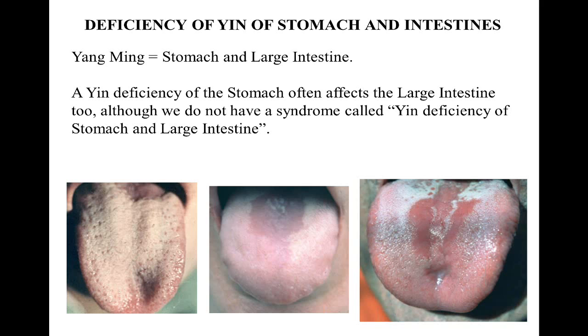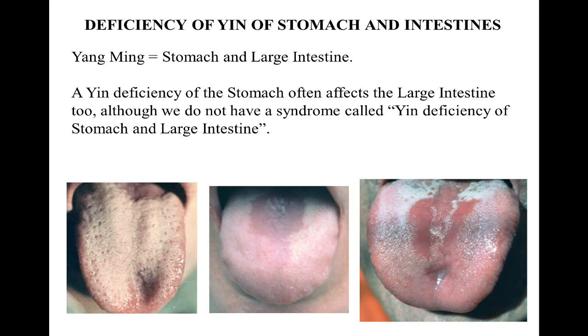And if you look at these tongues, they're all missing a coating in patches. And by the way, wherever the coating is missing on the tongue, in any part of the tongue, it indicates Stomach-Yin deficiency. But in all these three tongues, the coating is missing towards the root. So I would interpret that as a yin deficiency of the stomach, but affecting the large intestine as well. I'm just mentioning this because it's an interesting thing.